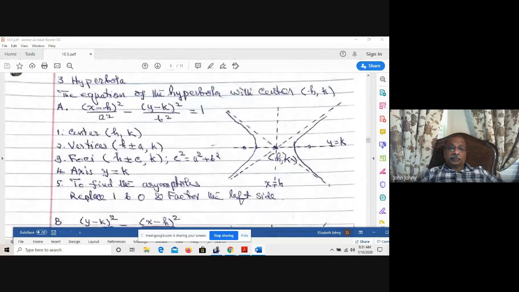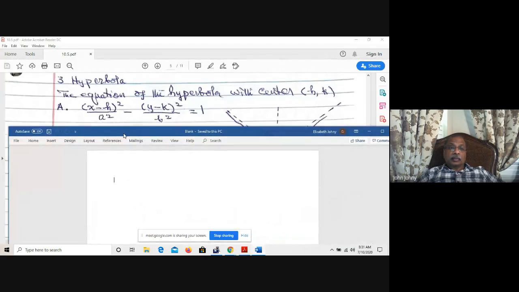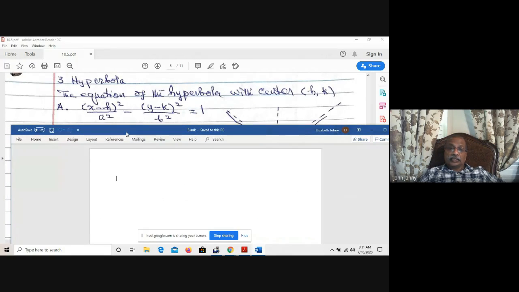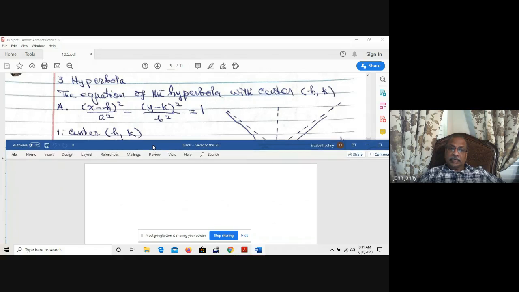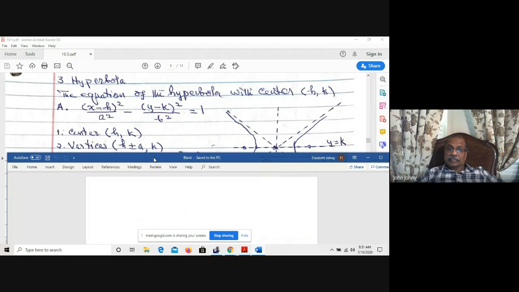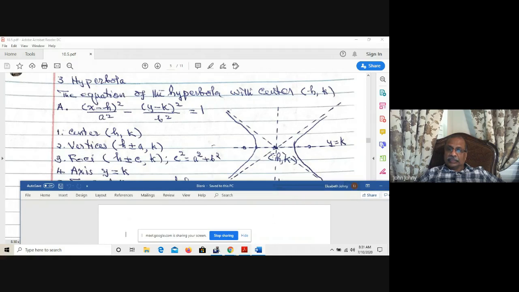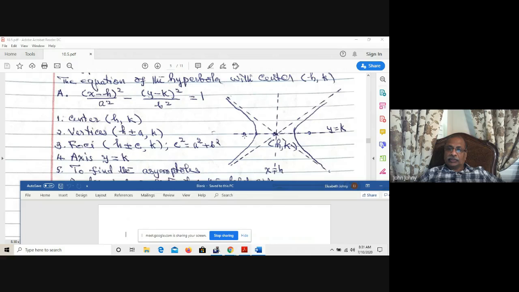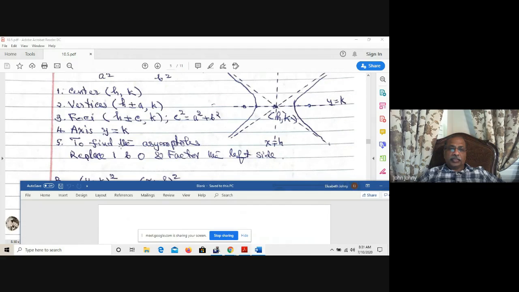Okay, then hyperbola. The equation of the hyperbola with center (h, k) is (x minus h) the whole square over a square minus (y minus k) the whole square over b square is equal to 1. Center is (h, k), vertices (h plus or minus a, k), because this is h. So h minus a is here, h plus a is here. And the axis is y is equal to k. To find the asymptotes, replace 1 by 0 and factor the left side.